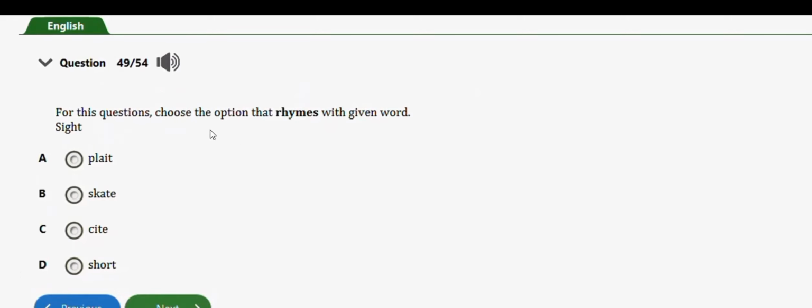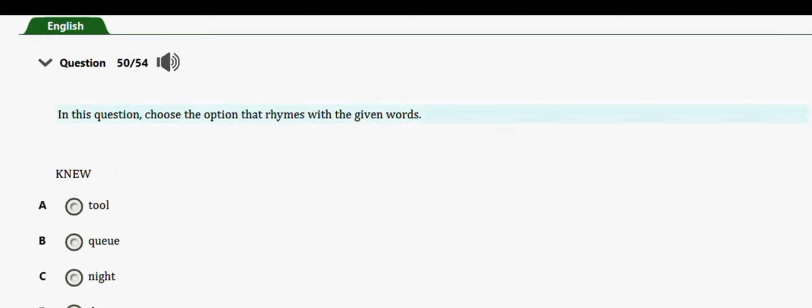It says the one that has rhyme with sight. So we have plate, skate, side, shop, net. The right answer is option C, which is sight. Next question. It says the one that has rhyme with new. We have two, Q, night, dawn. The right answer is option B, which is Q.